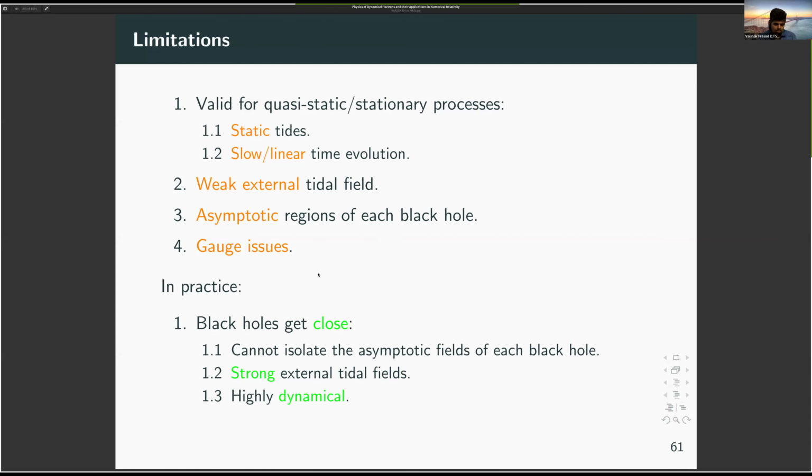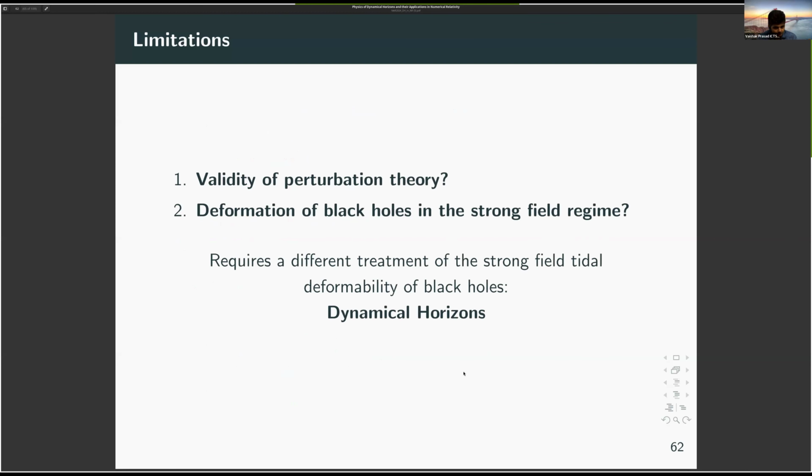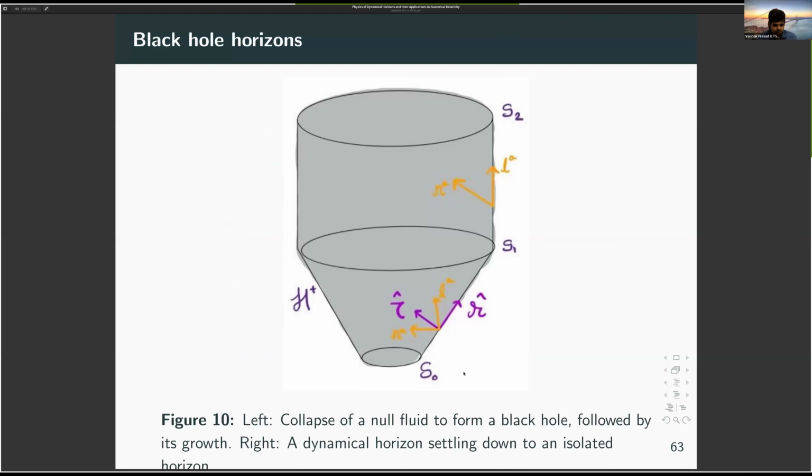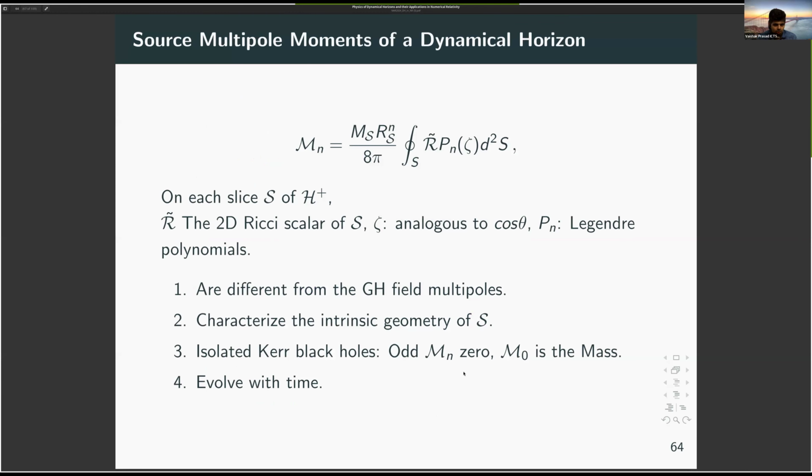So we wanted to find an alternative approach to understanding tidal deformations, which would be valid even in strong field regions, in highly dynamical regions where you cannot access the asymptotic fields of each black hole. And we want to do this using dynamical horizons. How we do this is using the source multipole moments. Remember, we talked about source multipole moments. There are two sets of numbers, mass, which is shown here, and spin, which is not shown here.